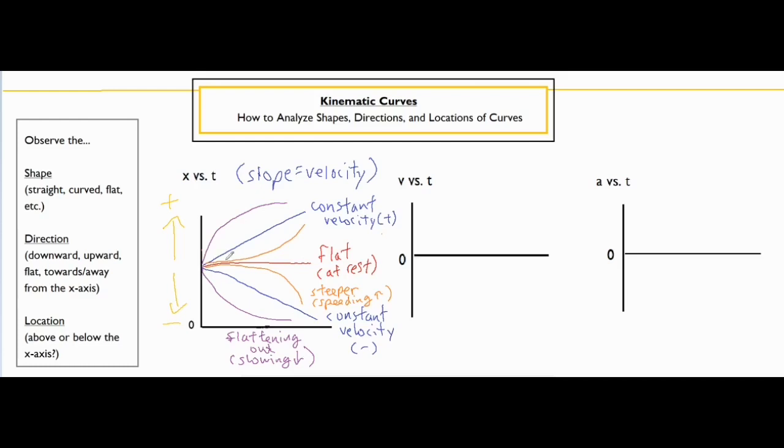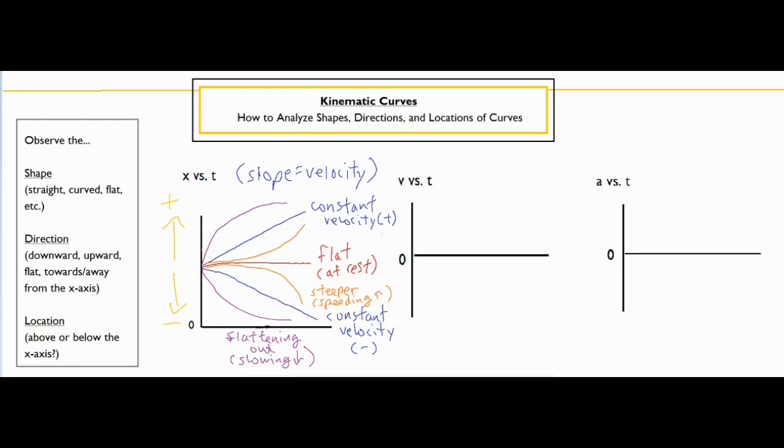That's one that becomes progressively steeper. The steeper the slope, the greater the rate of change, which means that its velocity is becoming greater and greater, which means the object is speeding up. So this one is speeding up in the positive direction, and this one is speeding up in the negative direction. Depending on your scenario, you have to think about what the slope is supposed to look like. Is it supposed to be straight? Is it supposed to be curved? In which direction is it heading?